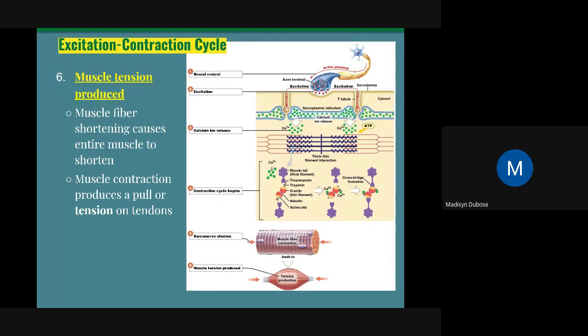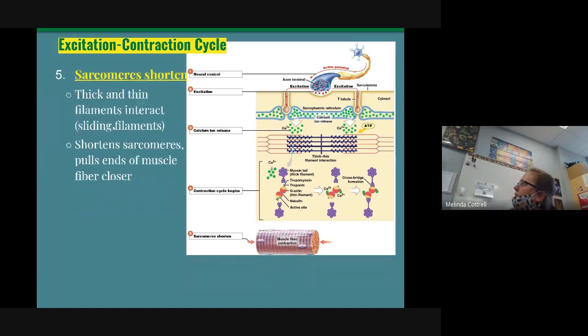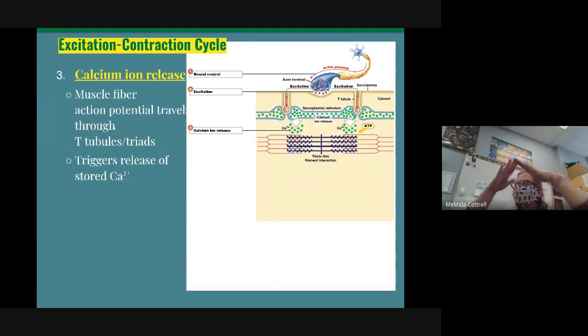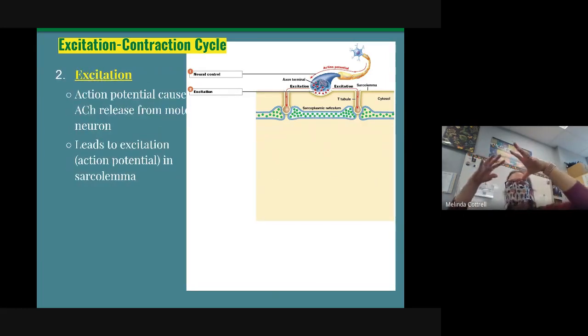I missed excitation because I couldn't hear you. Okay, excitation is the idea that the action potential that was in the neuron released the acetylcholine, and the action potential then spreads to the sarcolemma of the muscle fiber. So it's that acetylcholine that's kind of connecting the neural side to the muscular side.